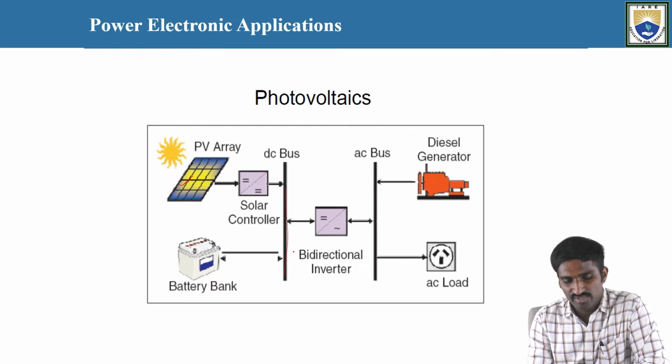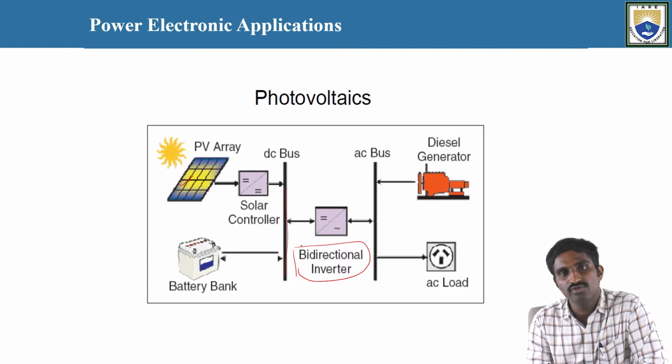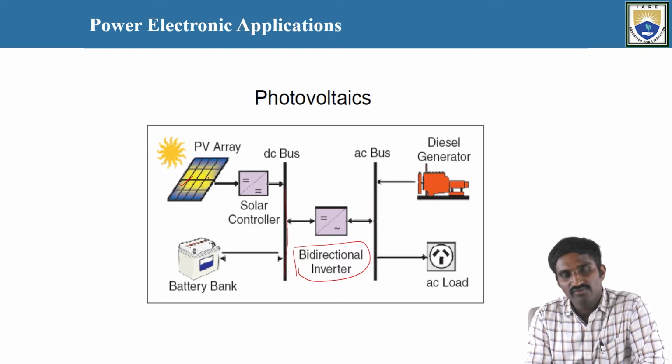But actually here I have mentioned the bidirectional inverter. The bidirectional inverter is nothing but AC to DC and DC to AC, which means if the PV array is producing the DC supply, and if you want to utilize it for AC loads, then you need an inverter which can convert DC to AC.